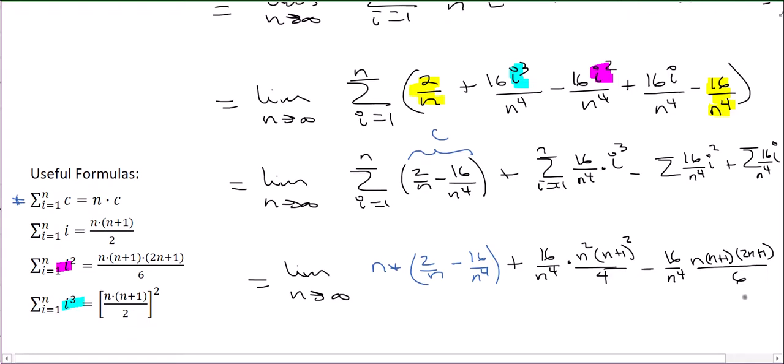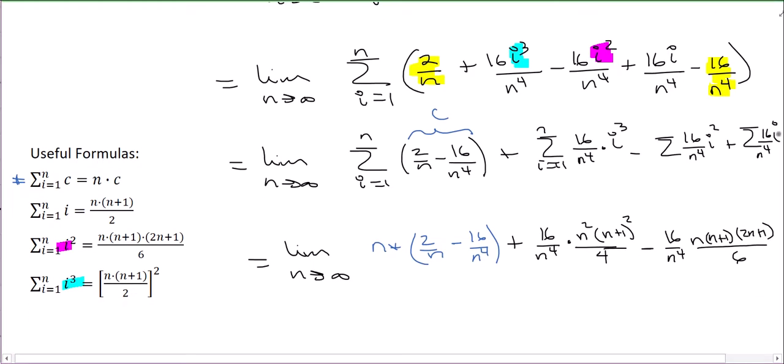And then my last one is the summation of i. So plus 16 over n to the fourth. I can pull that again out of the summation and have the summation of just i, which is n times n plus 1 over 2.